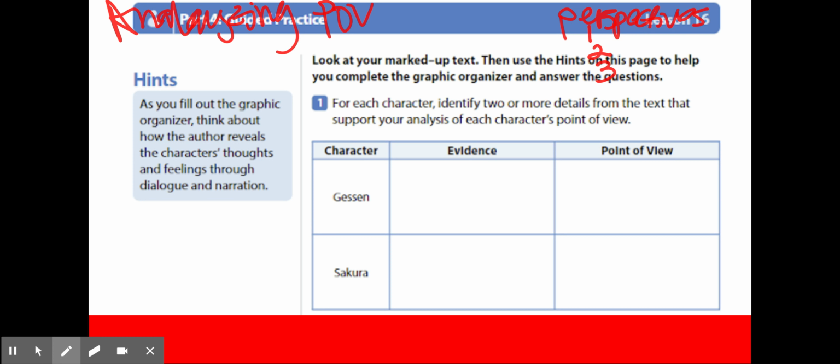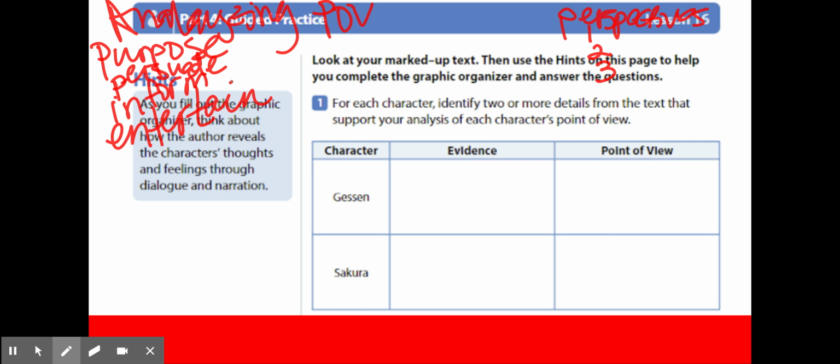You still need to make sure you know your purpose, which is as easy as pie. It is to persuade, inform, and to entertain. Now we're reading fiction, so our purpose is to entertain, and our tone is positive, negative, or neutral, which is congruent to our mood.